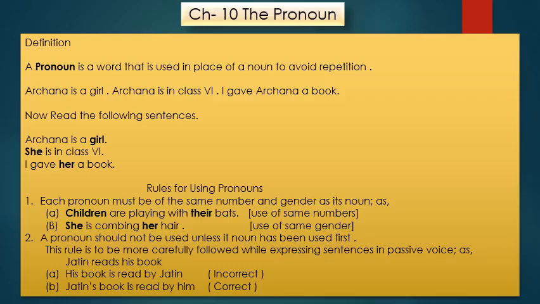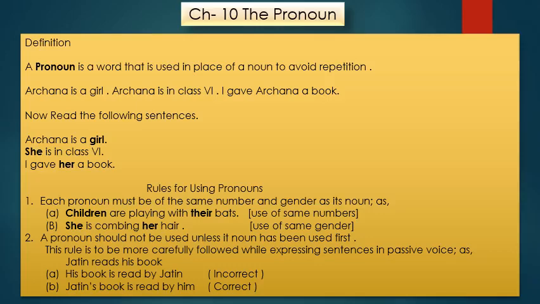Rules for using pronoun. Number 1. Each pronoun must be of the same number and gender as its noun. As example A, children are playing with their bats. Because children is a plural number, so for children here use their. Use of same number. She is combing her hair.